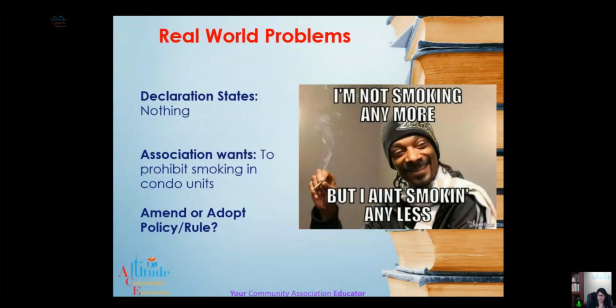Unless the smoke never stops coming in through the vents, it's a one and done. Every time they smoke a cigarette, it's a new violation. And we're not going to get to the point of issuing fines. We're not going to get to the point of turning it over to legal.